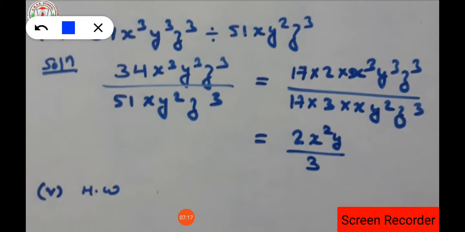So 34 can be written as 17 into 2 as well as 51 can be written as 17 into 3. Okay, then why are we writing like this? Because here 34 upon 51, one is an even number and another is an odd number. That's why we expanded those particular numbers. Okay, so 17 ones are 17, 17 ones are 17 will get cancelled.